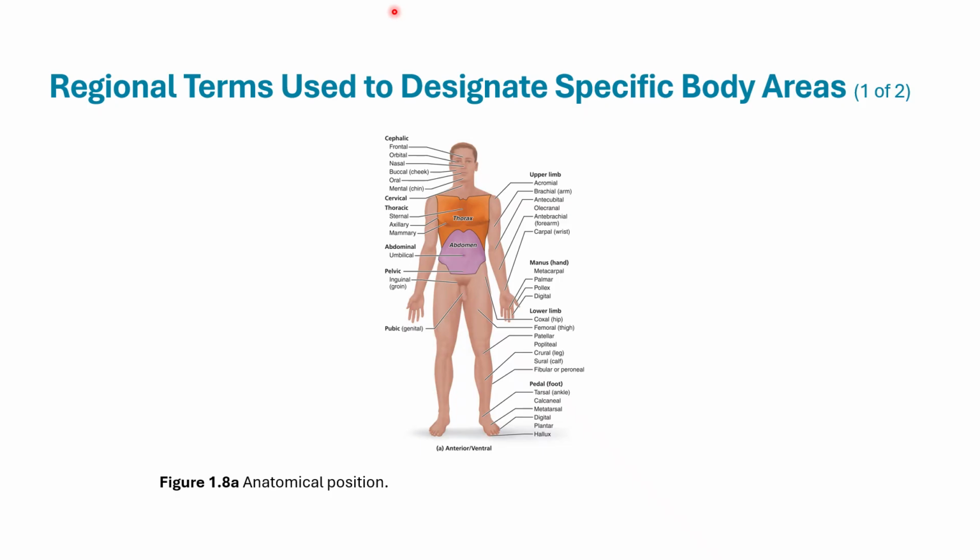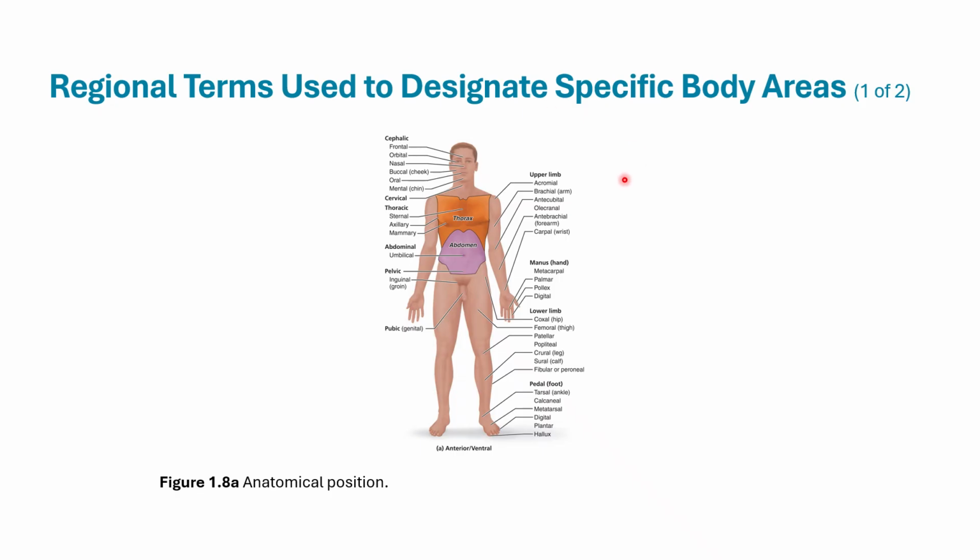The abdominal region refers to the abdomen, so like your stomach area. The abdominal region includes the umbilical area, near the umbilicus or the belly button. The pelvis, or the pelvic region, refers to the pelvis. The pelvic region includes the inguinal groin area and the genitalia area.